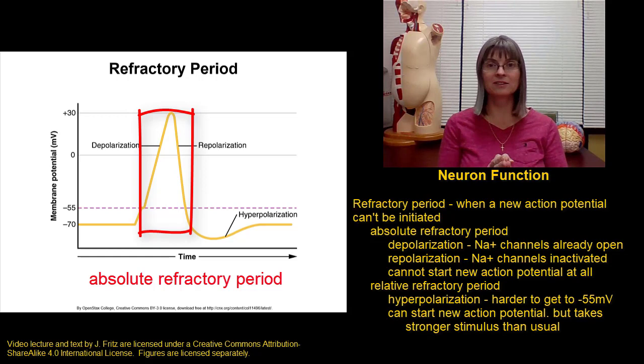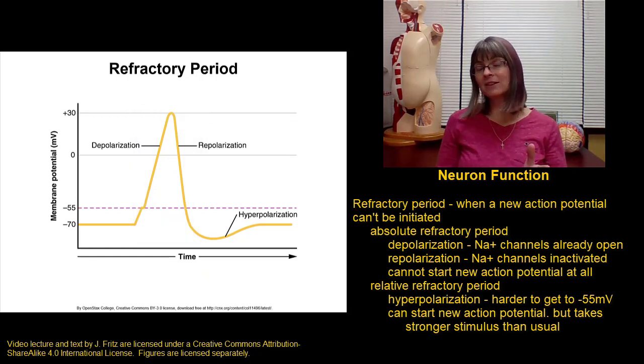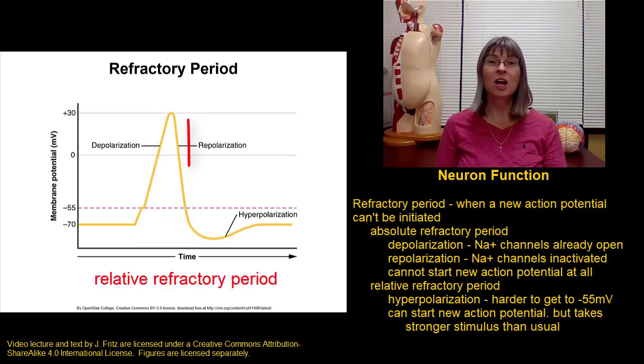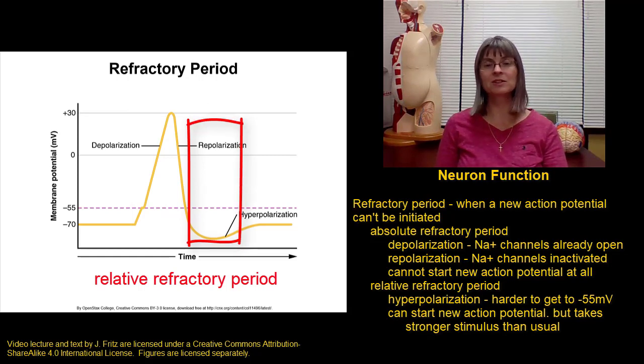There is no way to start another action potential no matter how hard you try because the sodium channels are not going to be able to respond. Once we get into the hyperpolarization phase, we can open the sodium channels and start an action potential, but it's much harder. This is called the relative refractory period because you can start a new action potential, but you have to have a lot of graded potentials to get back up to minus 55 from that hyperpolarized state.